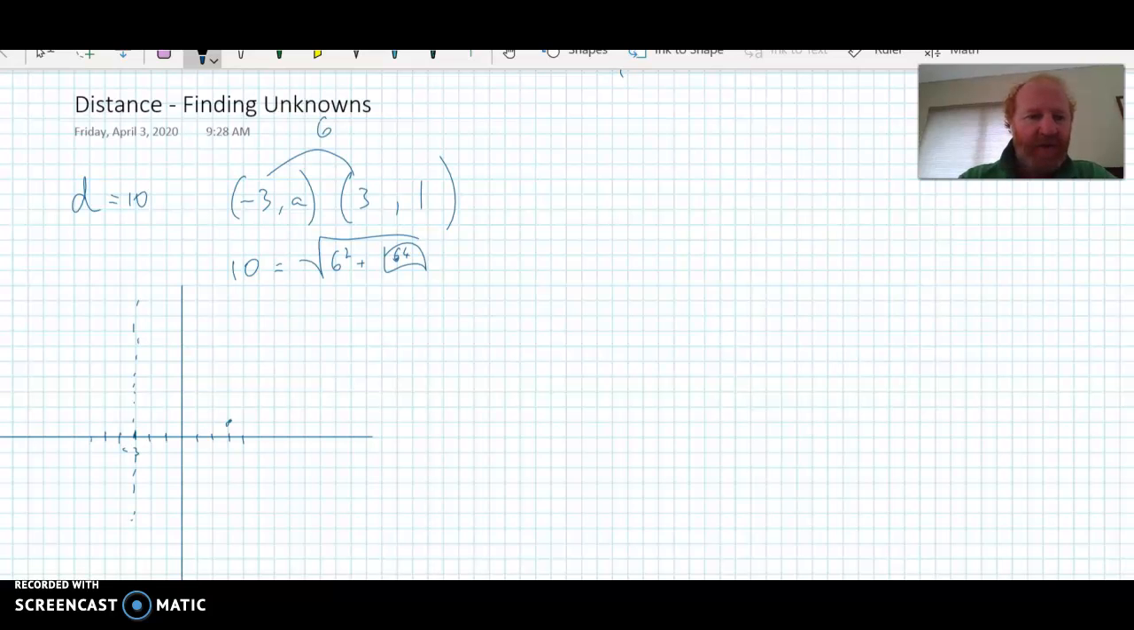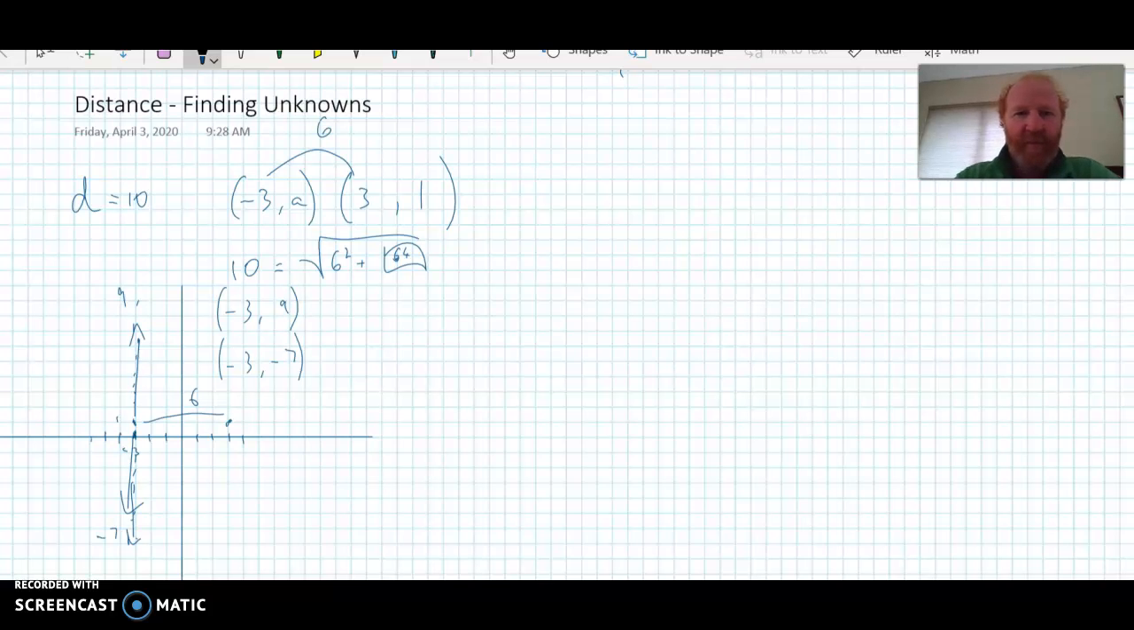So the distance along this line, we've got 6 that way. Going up and down here, that's got to be 8 from that point there in order to make a triangle. So this is 1, that must be either 9 that way, or it could be 1 minus 8, which is -7 that way. And it turns out that both of those are answers. So my answers would have been (-3, 9) for that point, or (-3, -7).